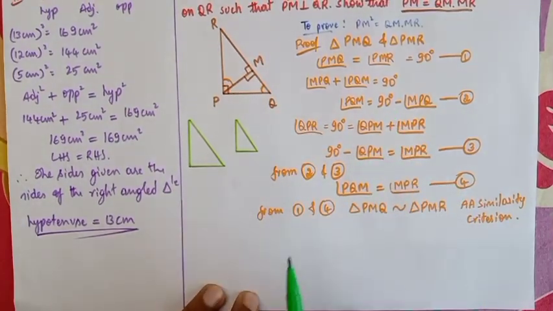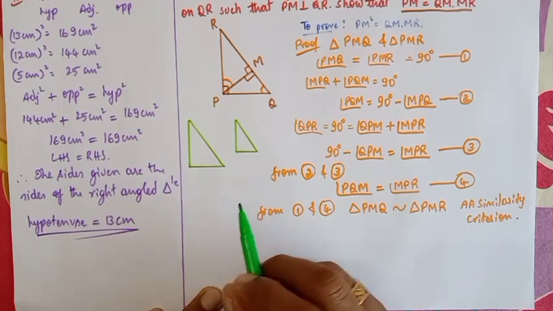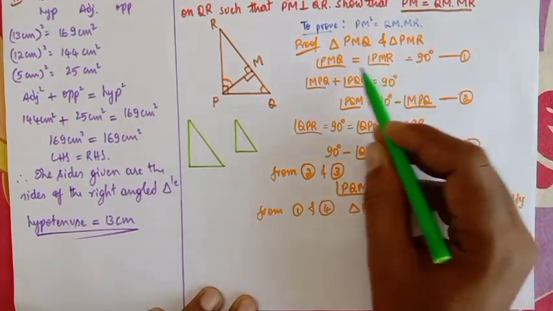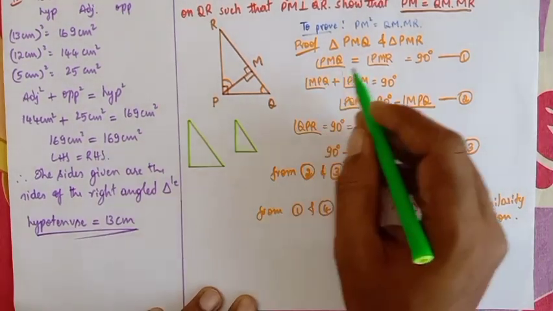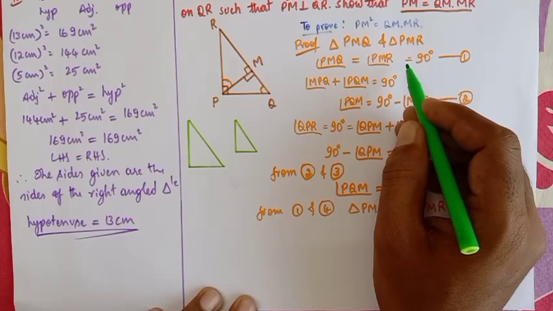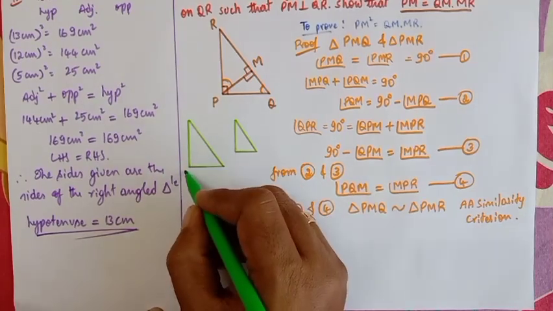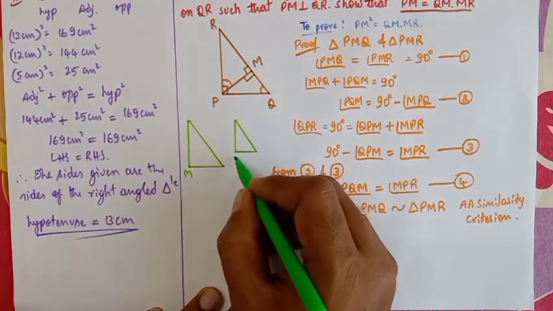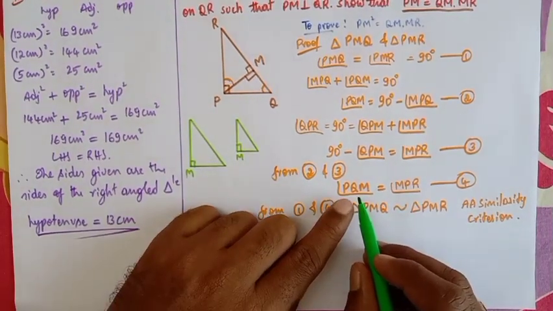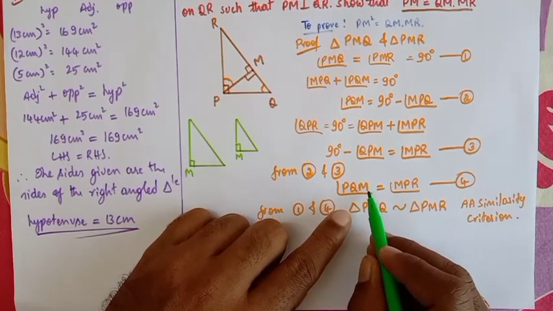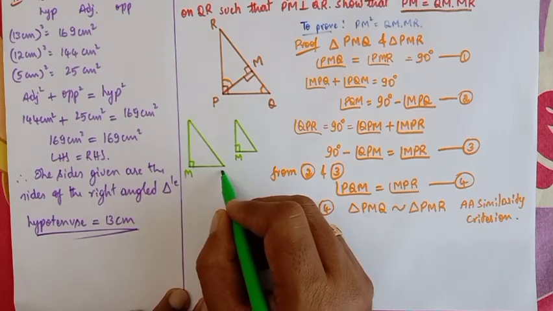To understand properly, I have constructed two triangles here. The first statement, PMQ, means here M is 90 degrees. PMR, let me take this one M, this one is M, and here also M. These two are 90 degrees. And in the fourth statement, PQM, whatever it is, you can take this Q or this one, whatever you take. I will be taking here Q.